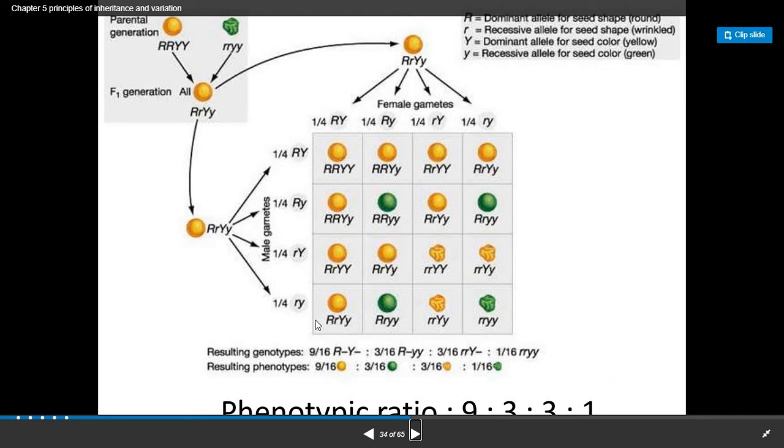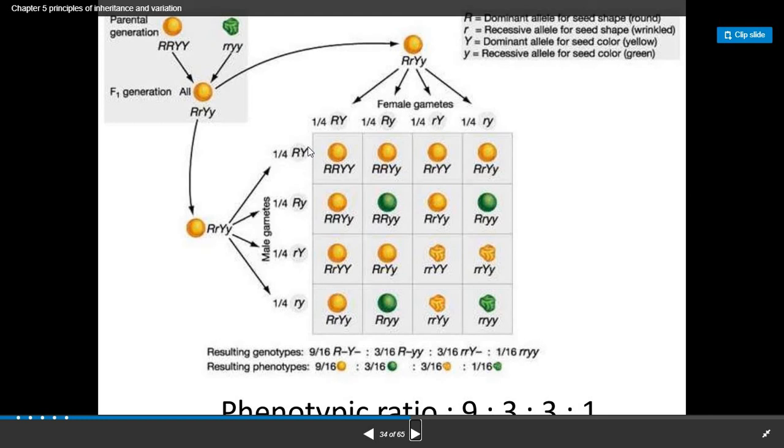And the phenotypic ratio of this dihybrid cross is 9:3:3:1. Now what does this ratio indicate? Nine plants are round and yellow, 3 are round and green, the other 3 are wrinkled and yellow, and the one, this last box you can see, is wrinkled and green. So this is how the ratio 9:3:3:1 is obtained out of these 16 plants.